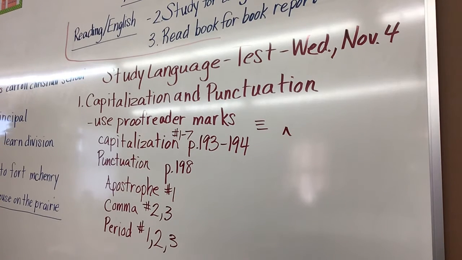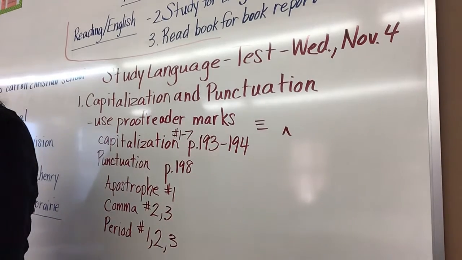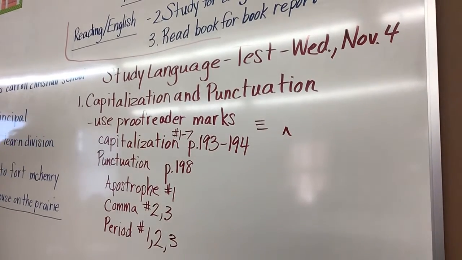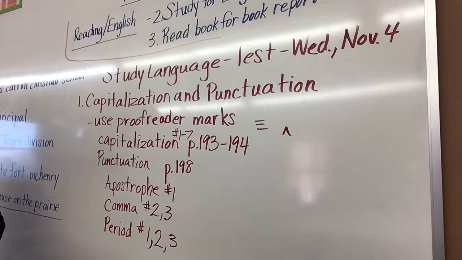Hey, what about doctor? D-R period. Doctor is capital D-R period. What about reverend? Capital R-E-V period. Very good, capital R-E-V period. And I think that was all of them. But anyway, you need to make sure you look those up. I think most of those are in your book underneath period, except reverend.